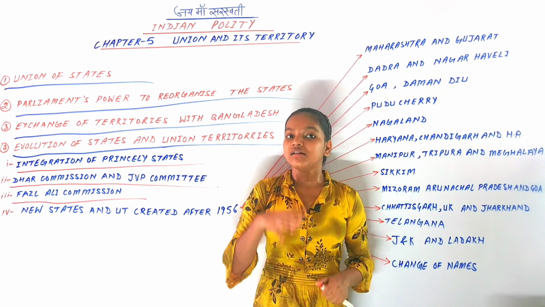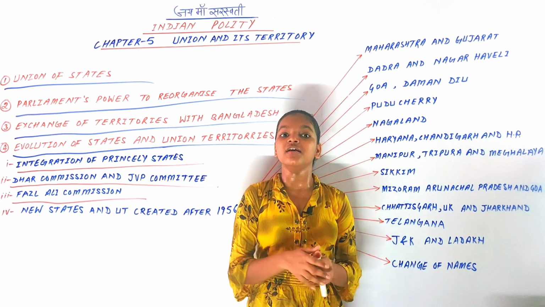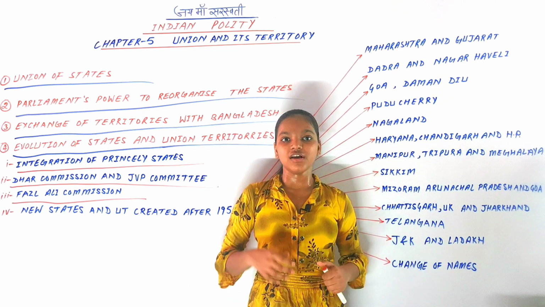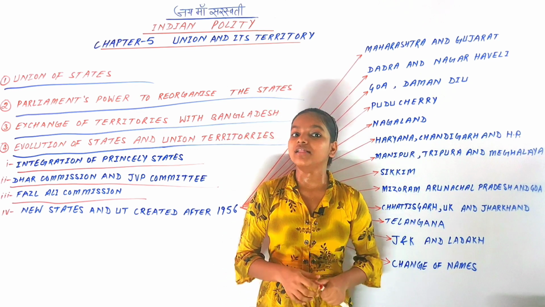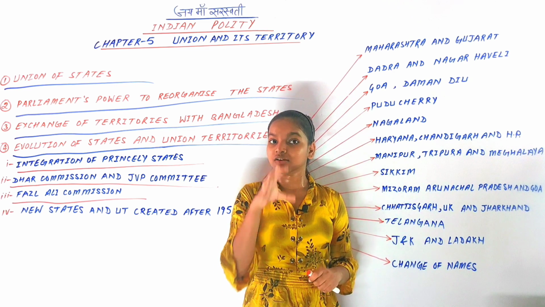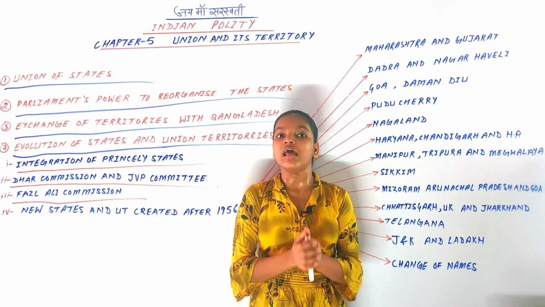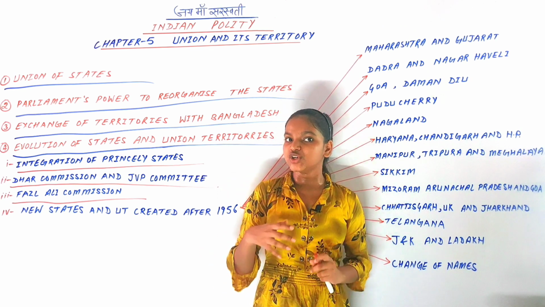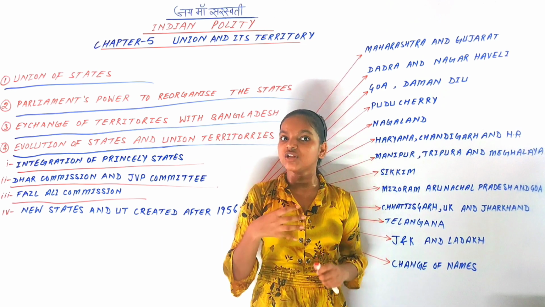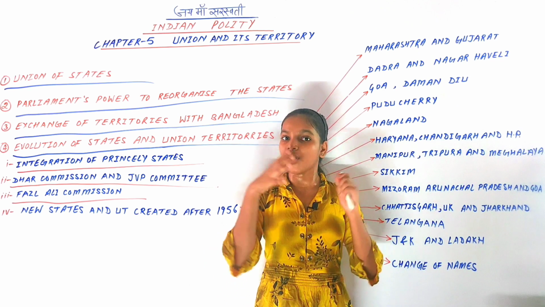After that, the Reorganization Act of 1956 was introduced, and it created 14 states and 6 union territories. States were already there, they created 14 states, and the new idea of union territories was introduced, territories that were controlled directly by the central government. A distinction was made between Part A and Part B states, and Part C was completely abolished.